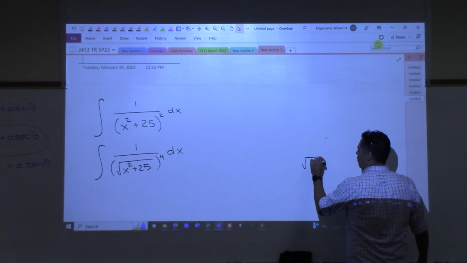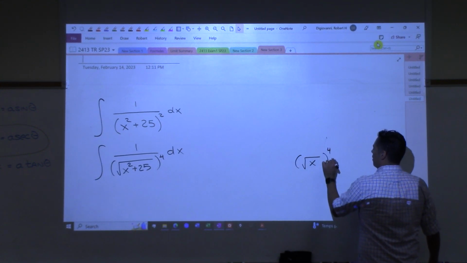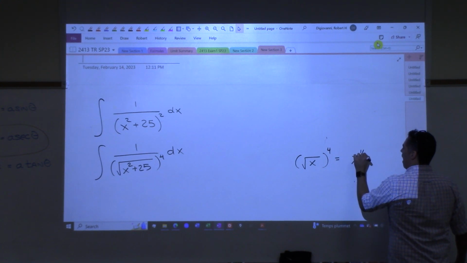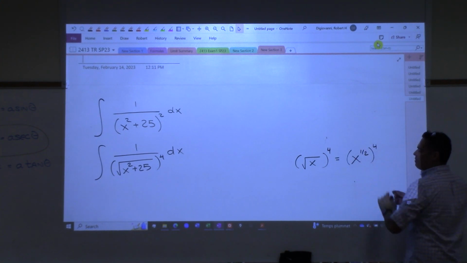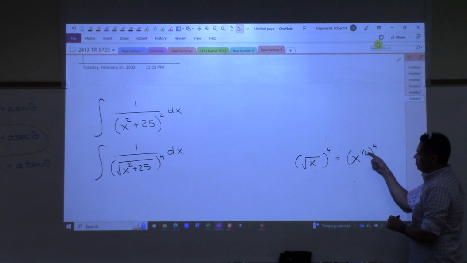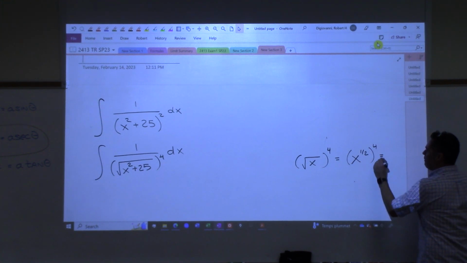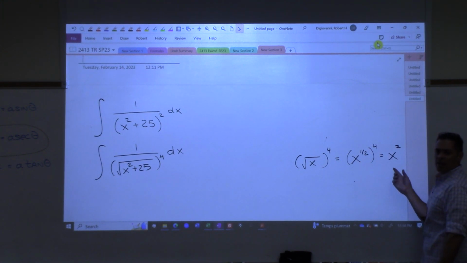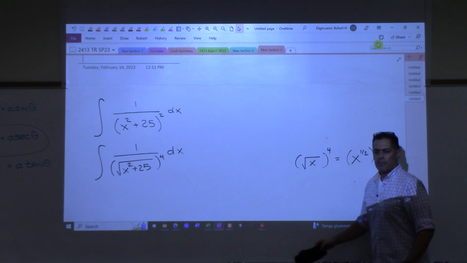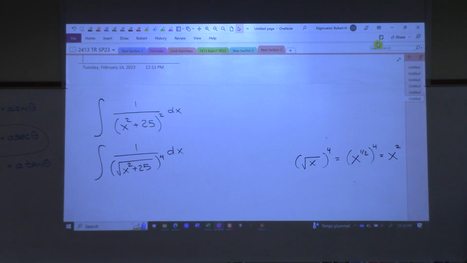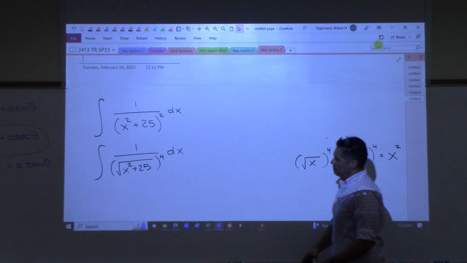So there's a couple ways to look at it. If I do square root of x to the 4th, I can look at that as x to the half to the 4th, right? Because square root, and then if you multiply those two, half of 4 is 2. So that's another way you could look at that. And thank you for asking.